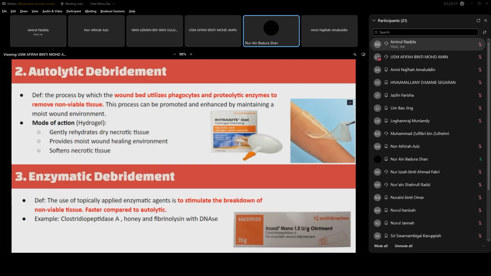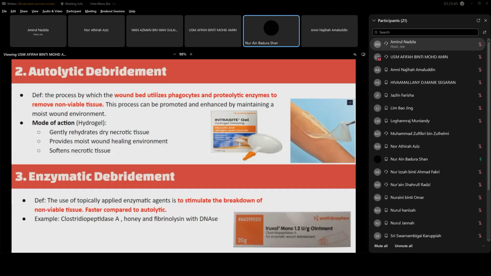Next, we have autolytic debridement, which is defined as a process by which the wound bed utilizes phagocytes and proteolytic enzymes to remove the non-viable tissues. This process can be promoted and enhanced by maintaining a moist wound environment. The mode of action is by using hydrogel, which will gently rehydrate the dry necrotic tissue, provide a moist wound healing environment, and soften the necrotic tissues.